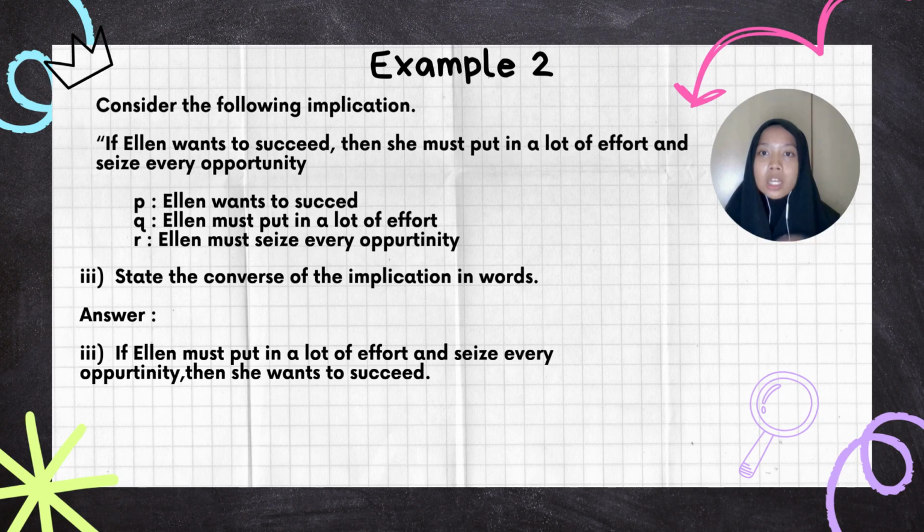Here we are asked to find the converse of the implication. Remember, the converse just means we swap the if and then parts. So the converse will be, if Ellen must put in a lot of effort and seize every opportunity, then she wants to succeed. We are just switching the position of what comes after if and what comes after then. That's all for this part.